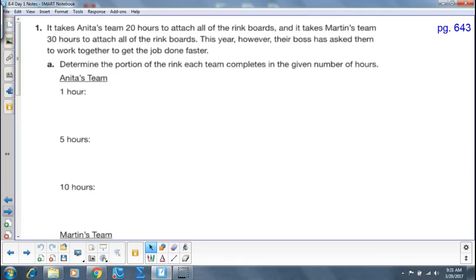Question number 1 says, it takes Anita's team 20 hours to attach all the rink boards, and it takes Martin's team 30 hours to attach all the rink boards. This year, however, their bosses asked them to work together to get the job done faster. Part A. Determine the portion of the rink each team completes in the given number of hours.